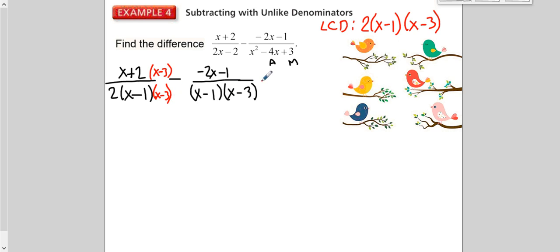And what are we going to multiply the second one by? That needs a 2. So we're just going to multiply this by 2 over 2. Be careful with this. Don't just distribute that 2. You have to multiply x plus 2 times x minus 3. So multiplying that.